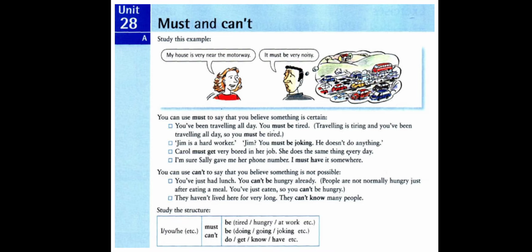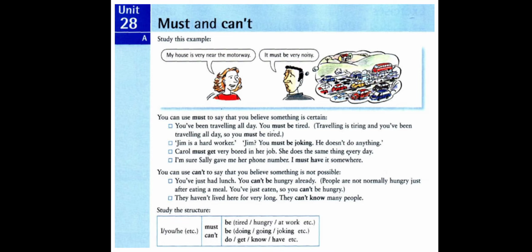Now, Carol must get very bored in her job. She does the same thing every day. Here is the fact: she does the same thing every day, and here, preceded by the conclusion, the inference: Carol must get very bored. And here be is changed by get to indicate gradual change. So be is changed by get, so it becomes Carol must get very bored in her job.